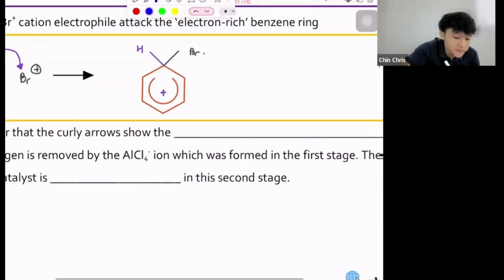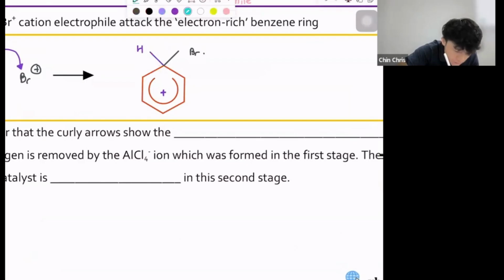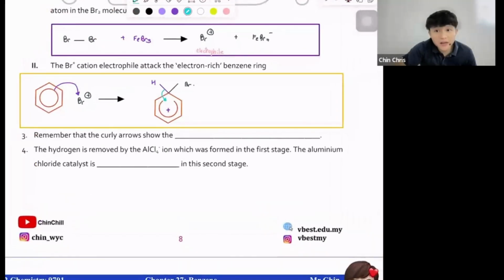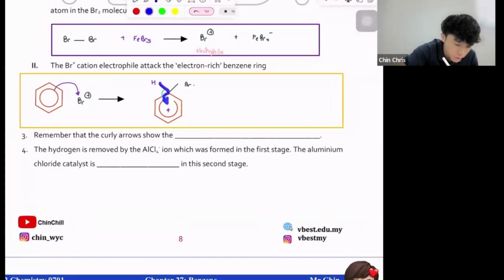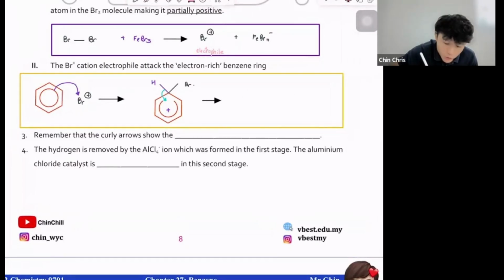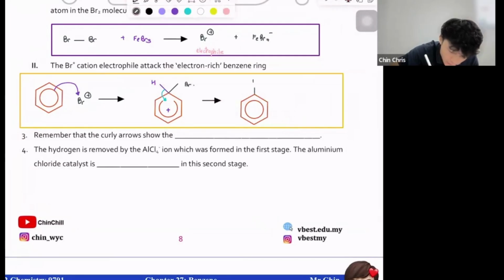When this happens, the electrons from the hydrogen, so this bond, will be broken. The entire pair of electrons transfers back to the ring. Eventually, you get Br on the ring and an H plus. Done. That's your entire mechanism. Please write it down.